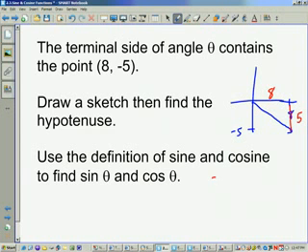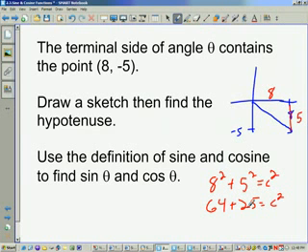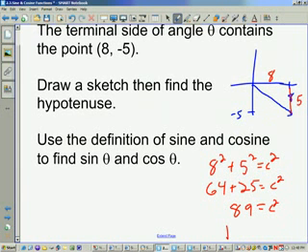So first it said find the hypotenuse. So we can say 8 squared plus 5 squared equals c squared, which is going to be 64 plus 25, which is going to be 89. Now I'm pretty sure we can't reduce 89. It's just going to be the square root of 89.